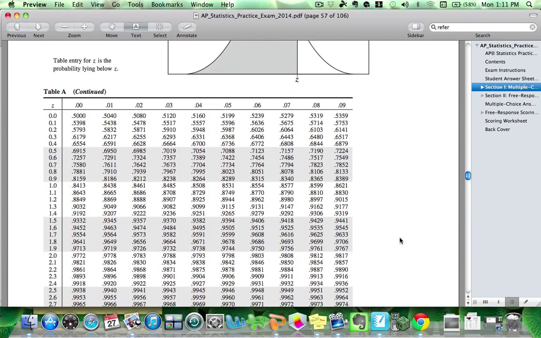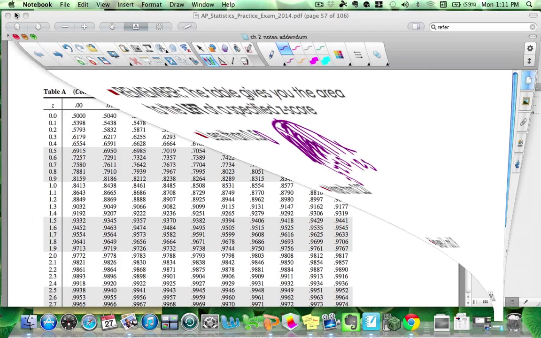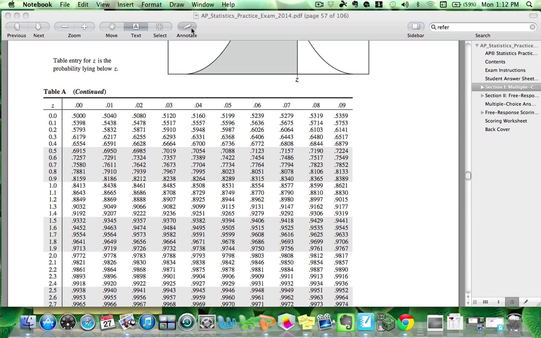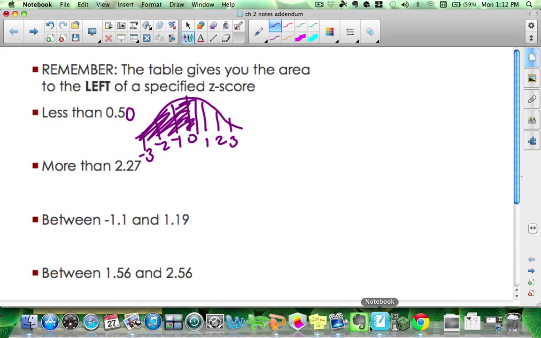And I see that the ones and the tenths place are a 0.5. And so I am looking here, and I see that the hundredths place is a 0, so I'm looking in the very first column, that's 0.50, and I get 0.6915. 0.6915, and that's my answer. That's it.